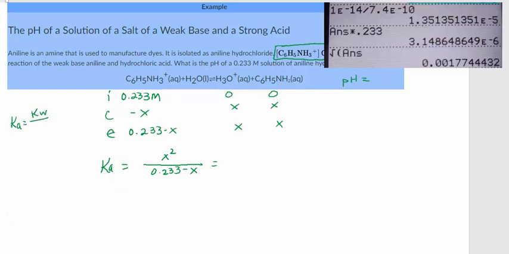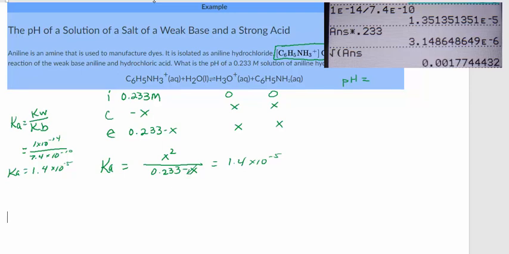So I'll take 1 times 10 to the negative 14, divide it by the Kb value, 7.4 times 10 to the negative 10, and I get a Ka value equal to 1.4 times 10 to the negative 5. Now these values here, 0.2 and 10 to the negative 5, we are close to not being able to simplify that, but I am going to simplify it, and then I'll check to see if it's a valid simplification.